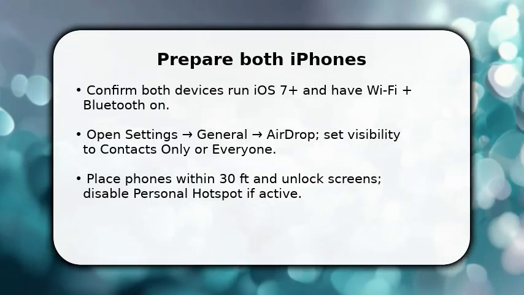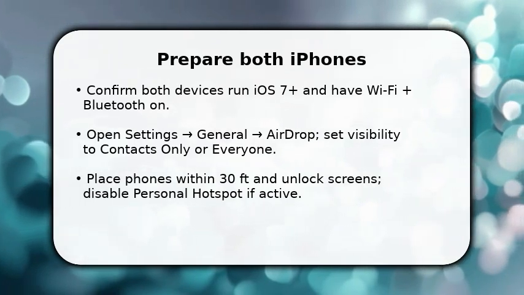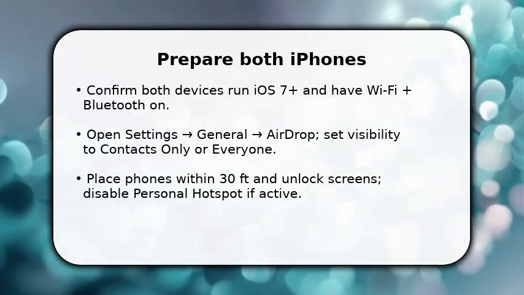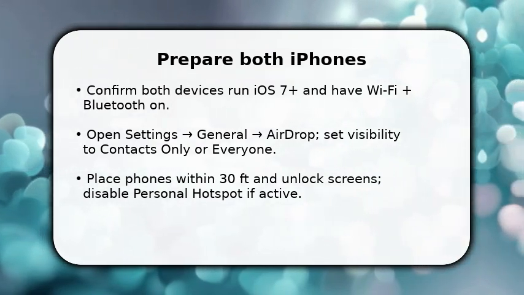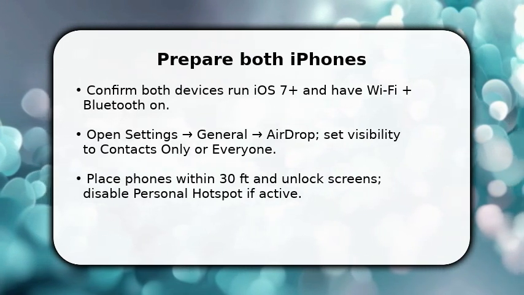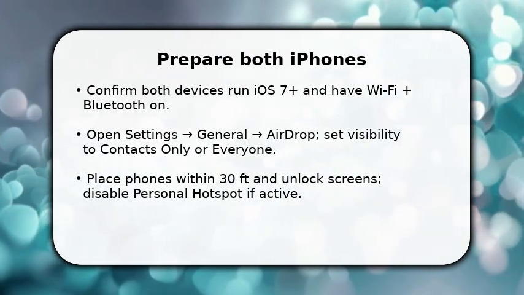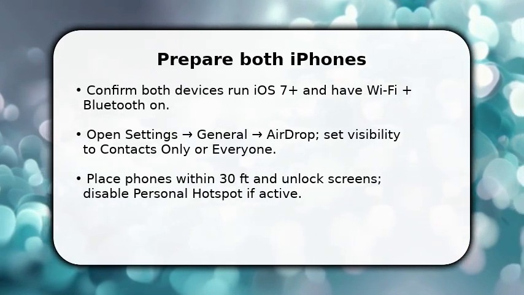You start by making the phones discoverable and ready. First, make sure both iPhones have Wi-Fi and Bluetooth enabled because AirDrop uses both radios to form a secure peer link. Next, open Settings and set AirDrop visibility to contacts only or everyone, depending on who you trust.